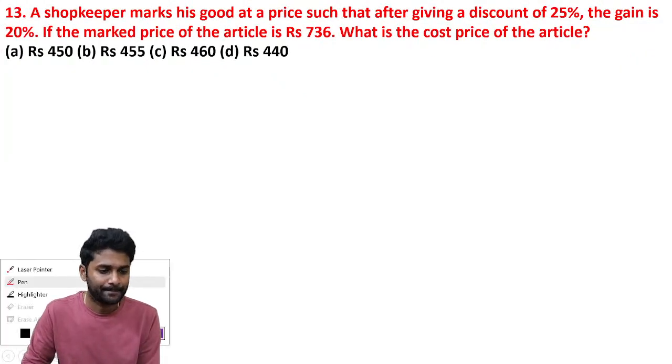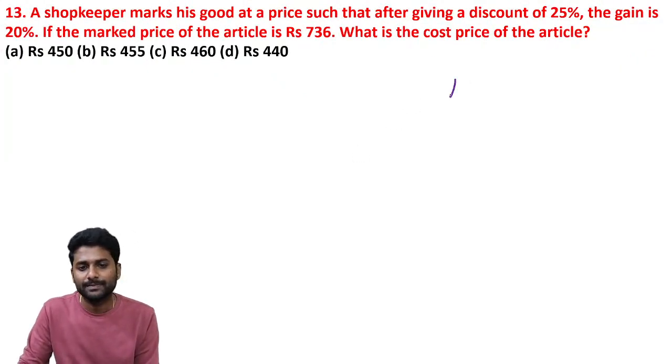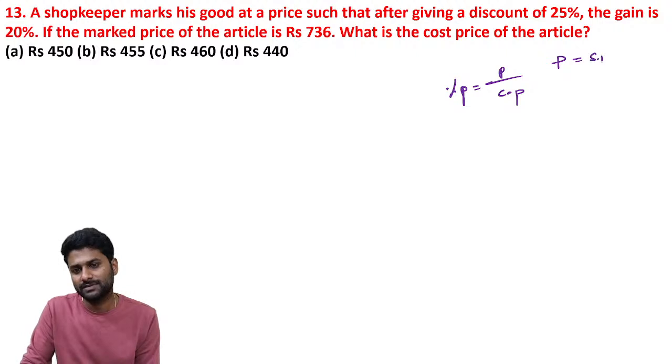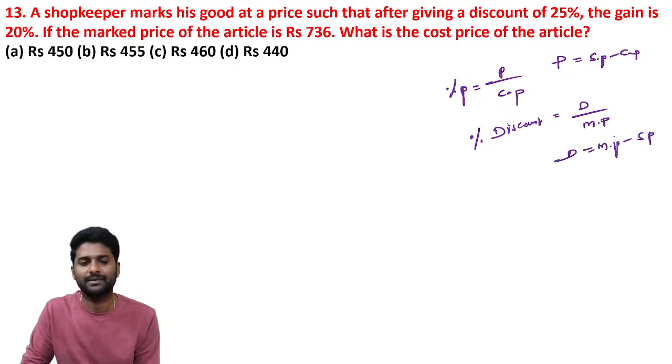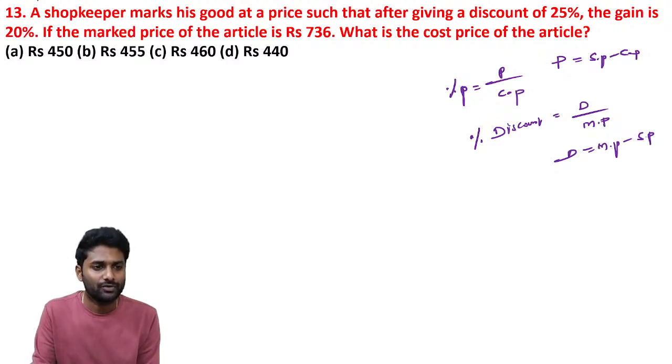Next, see, percentage of profit is all about profit by cost price. Profit is selling price minus cost price. Percentage of markup. See, it's all about the discount. Let's understand the concept of discount. Discount is all about discount by market price. Discount is market price minus selling price. Now, we have to understand this concept.